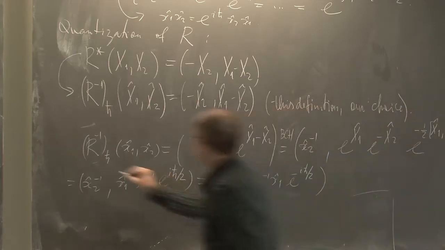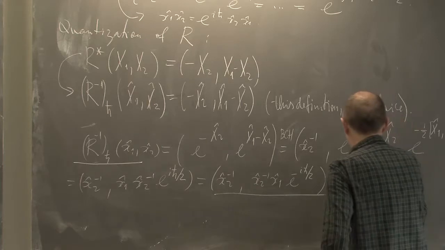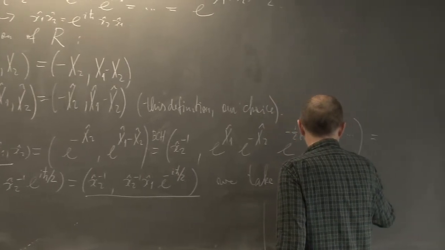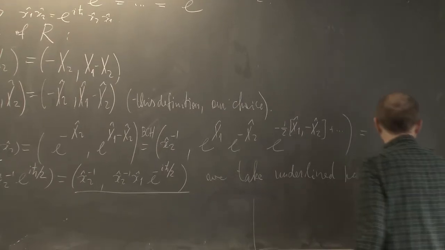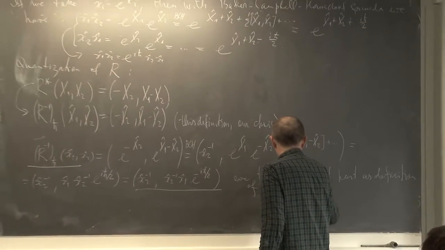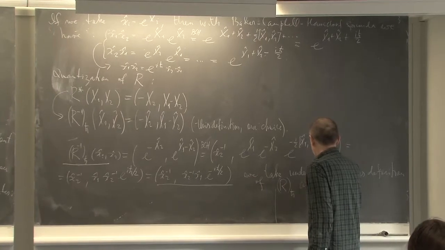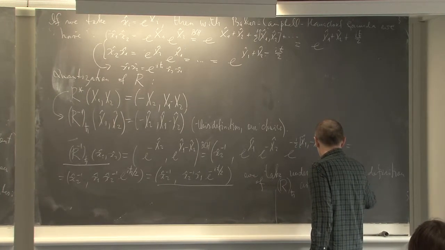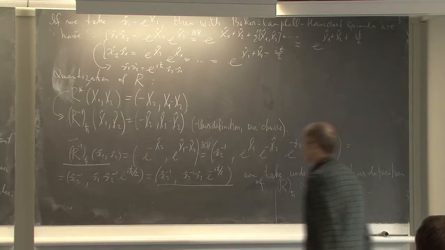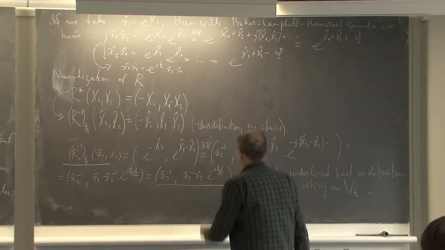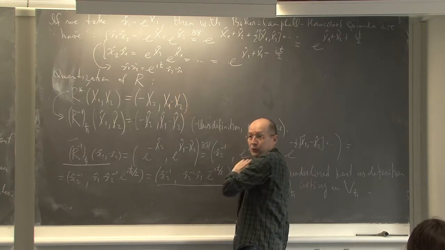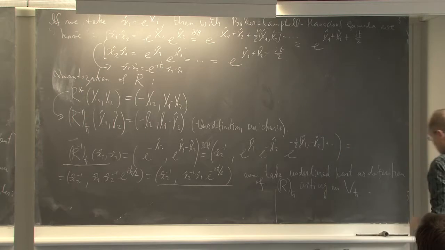Okay, so that's this. We take the underlined part as the definition of R sub h bar acting on V sub h bar. Okay, so that's the result of applying our principle. So we didn't guess this. We started from here, arrived to here, and forgot about what we used. And we give this a definition.